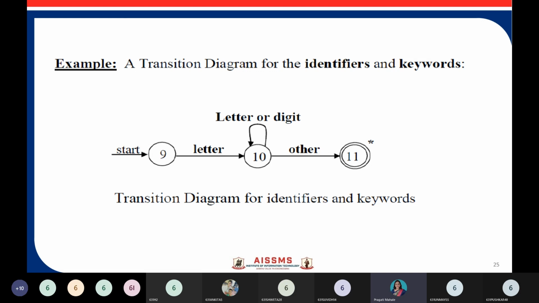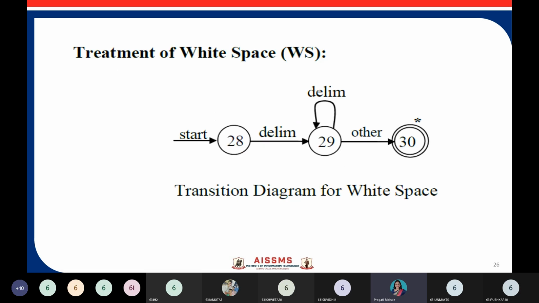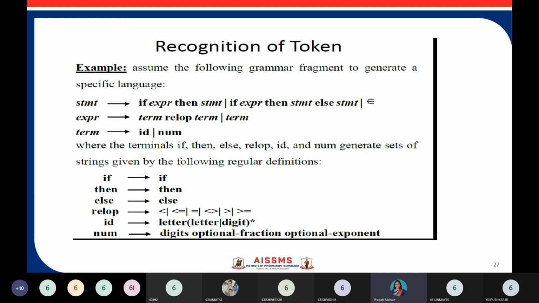Here one example is shown, a transition diagram for identifiers and keywords. Start, letters. Some languages have certain rules for identifiers and keywords: it should start with a letter, then we may have letters, digits or other symbols, but it has to begin with a letter. Such transition diagrams can be shown. This is the transition diagram for white space. Now the next phase is called recognition of the token.